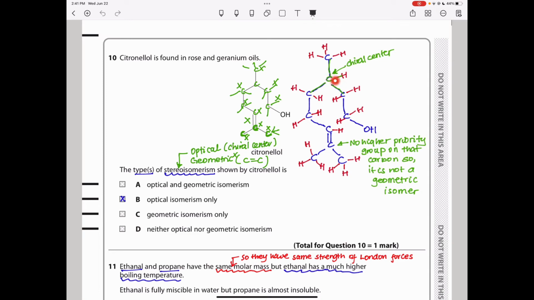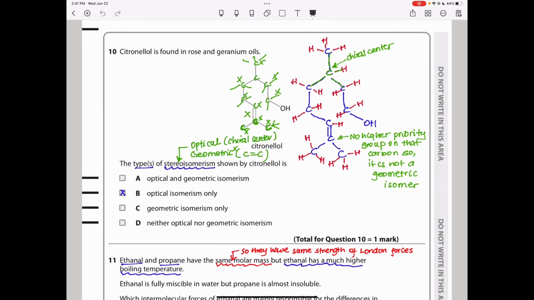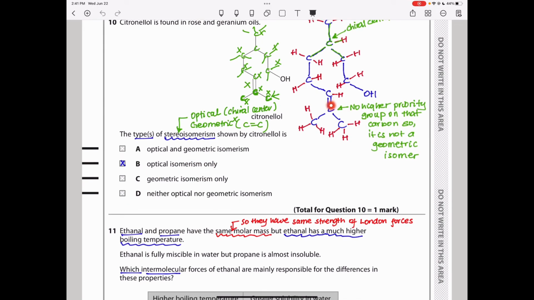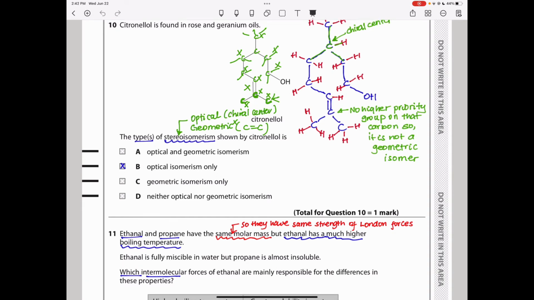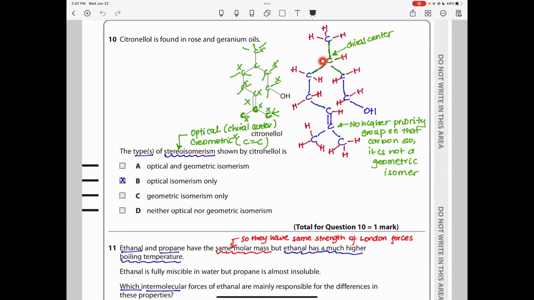Now, if you look at my displayed molecule, you can see that this carbon is attached to a methyl this side, another group this side, another group this side, and a hydrogen here. So that center is chiral, and therefore this structure exhibits optical isomerism only. There is no geometric isomerism because over here there was no higher priority group. It was just an alkene, not a geometric isomer. But over here we had a chiral center, so it exhibits optical isomerism.